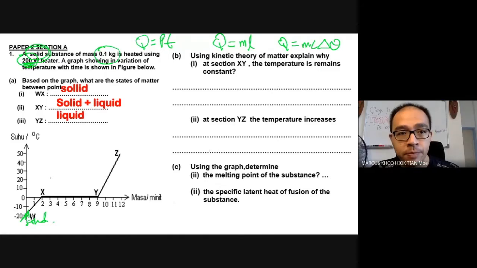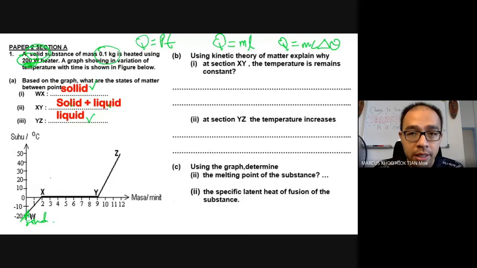Very good. Important thing to note is that whenever there's an increase in temperature, there is only one state of matter. Whenever it is flatlining, it is the change from one state of matter to another state of matter. Very good.